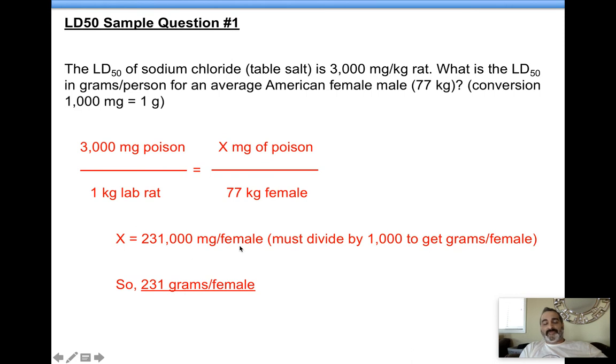231,000 milligrams per female. I want the answer in grams per female, so I need to divide it by 1,000 to get grams. So the answer ends up being 231 grams per female, or per person in this case, of salt to kill 50% of the women in that weight range.